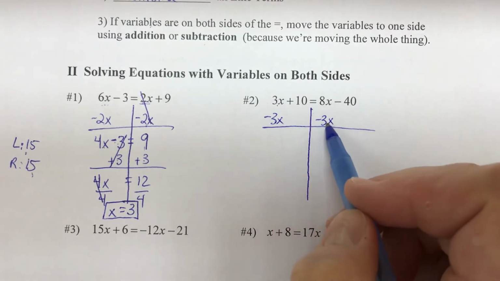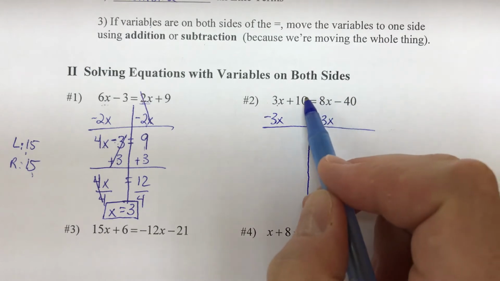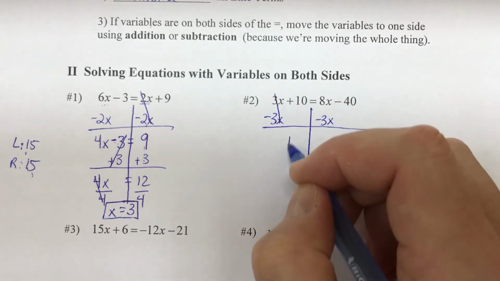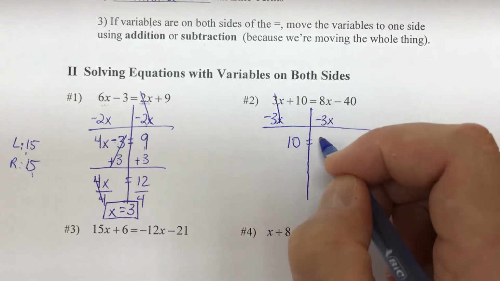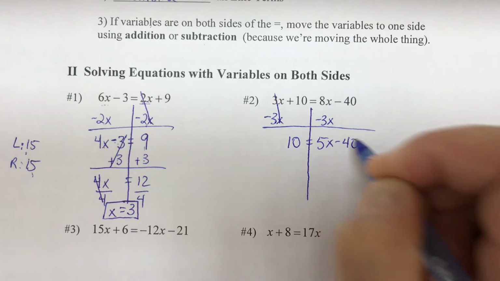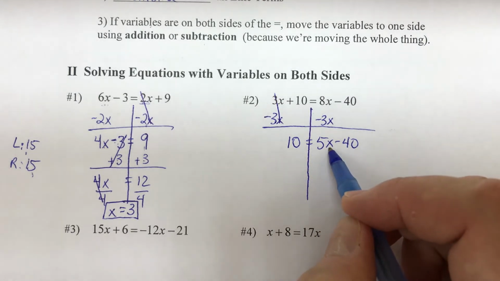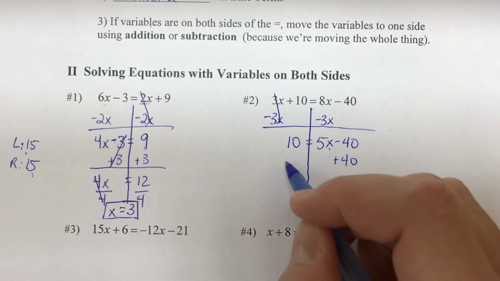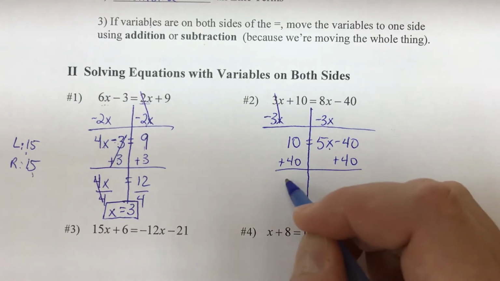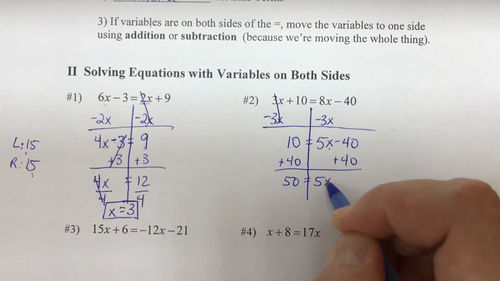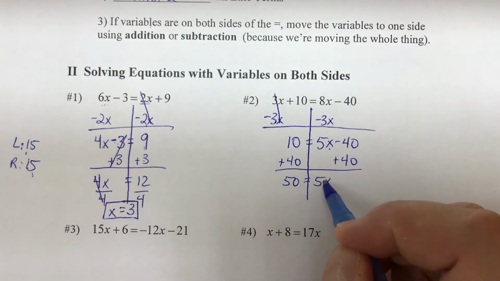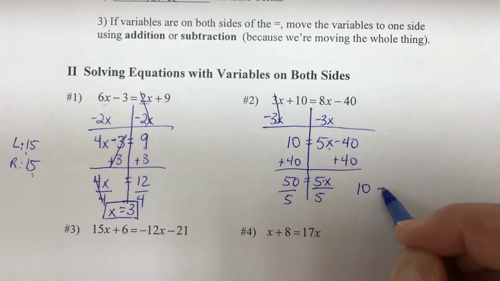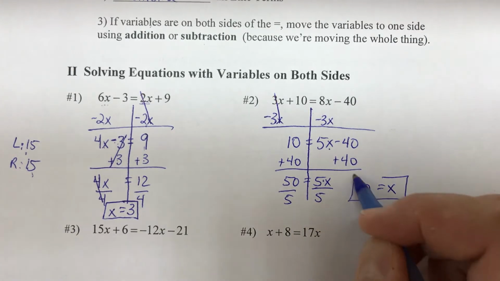See how I've lined these up again so that I don't get confused and try to subtract them or combine them with this. That's 0x plus 10 equals 5x minus 40. Now the variable is on the right, so I'm going to move the constant to the left. So we will add 40 to undo the subtraction. 50 equals 5x. And the coefficient is 5, 5 times x. To undo that, we divide by 5. And we get 10 is equal to x.